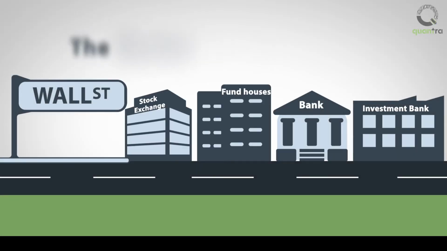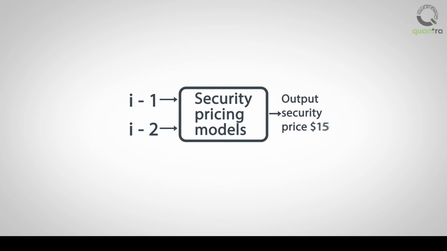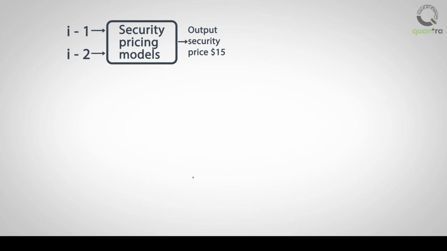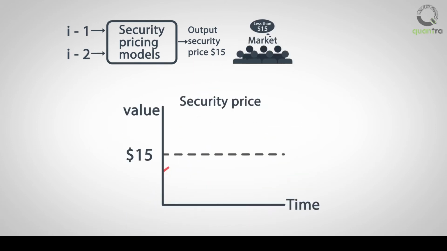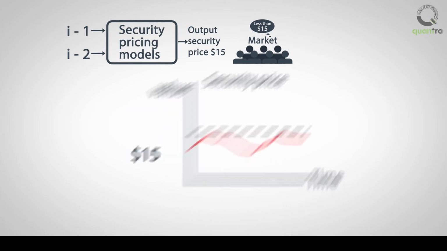On Wall Street, the market decides the price. It does not matter how accurate or sensitive to inputs your security pricing models are. If the market is not in consensus with the pricing of a security, it will never reach the price predicted by your model in the short-term trading period.